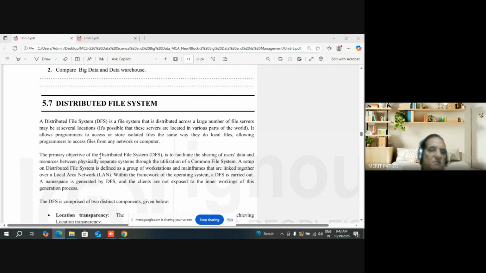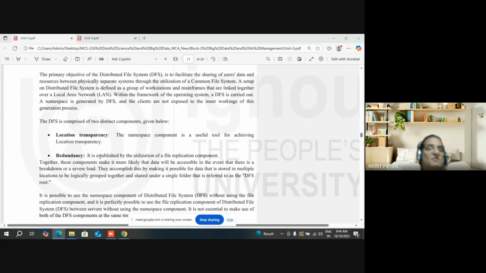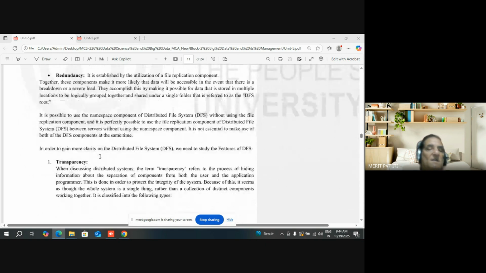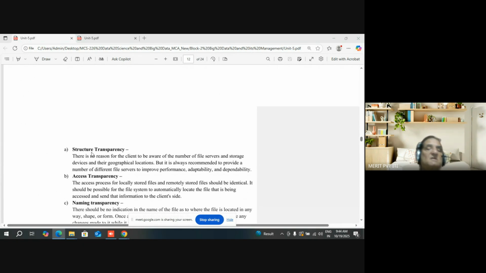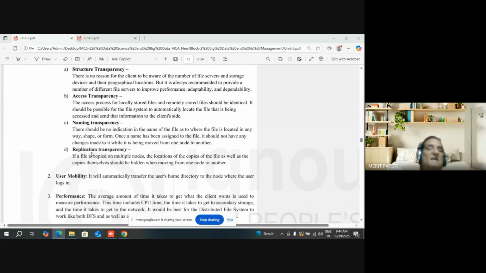The primary objective of a distributed file system, or DFS, is to facilitate the sharing of user data. You can see the DFS is composed of two distinct components: location transparency and redundancy. It is established by utilization of file replication. All this you can read. In order to understand the distributed file system more clearly, you have to have structure transparency, access transparency, naming transparency, and replication transparency.